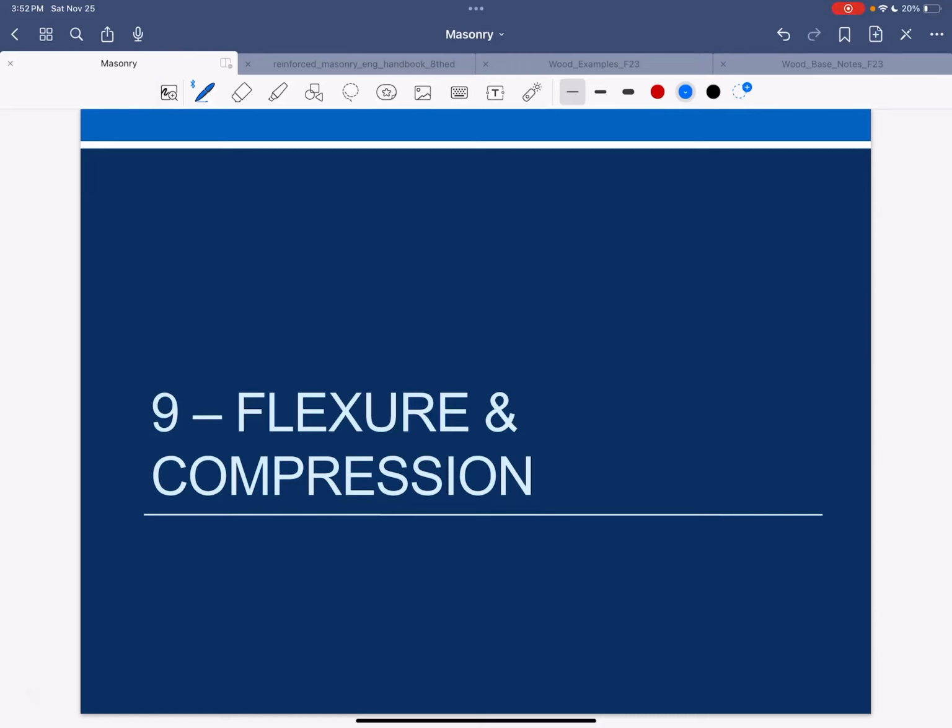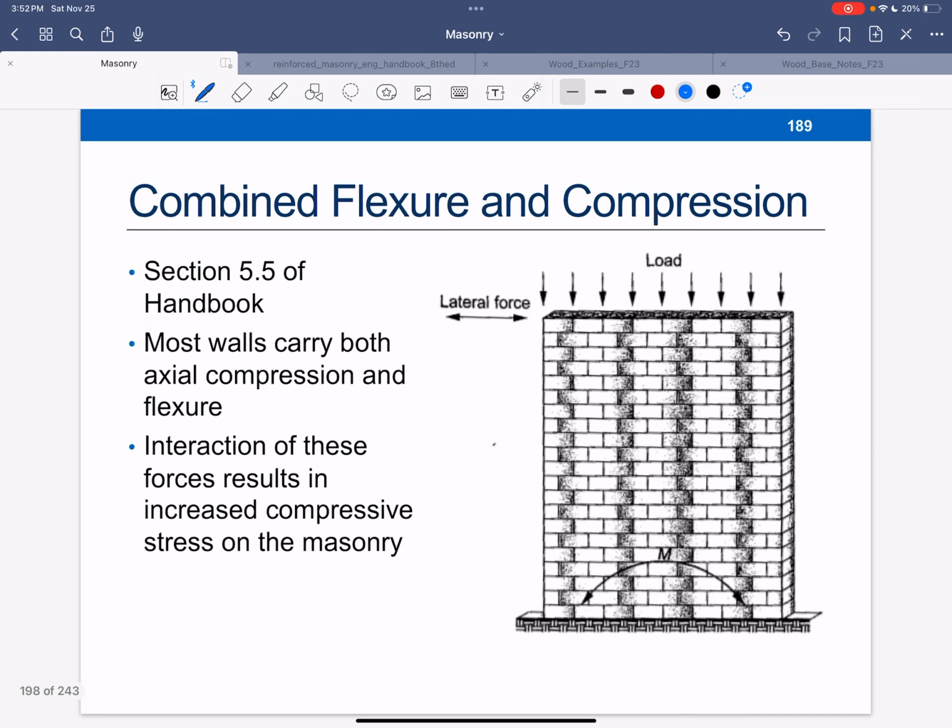All right, so let's look at flexure and compression. So we went through pure compression, but that's typically not what we're going to see. It will either have some kind of wind load or some other kind of lateral load that's causing bending, in addition to axial load that comes from the joists or whatever's above, funneling into here. And this lateral force can be in this direction, like it's shown, or it can be in and out of the paper. So that would be out of plane bending.